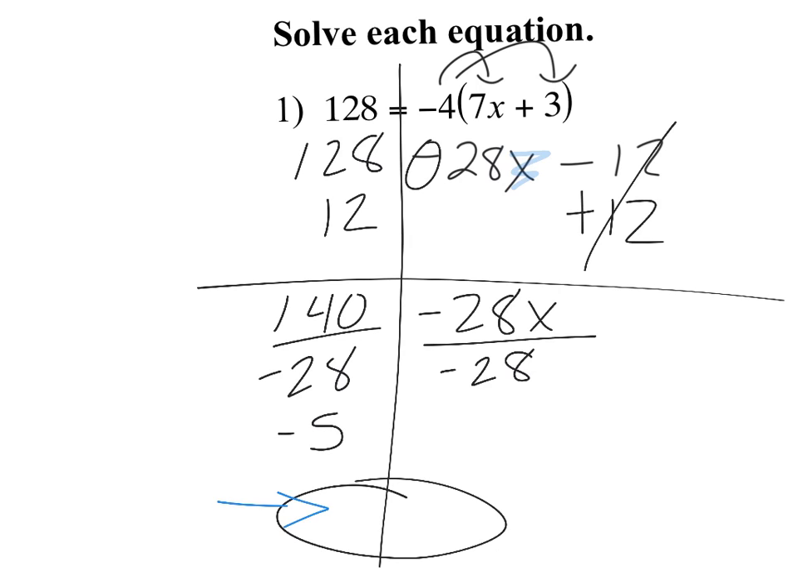Because I did 140 divided by a negative 28. So that canceled and left me with an x. So my final solution is x is equal to negative 5.